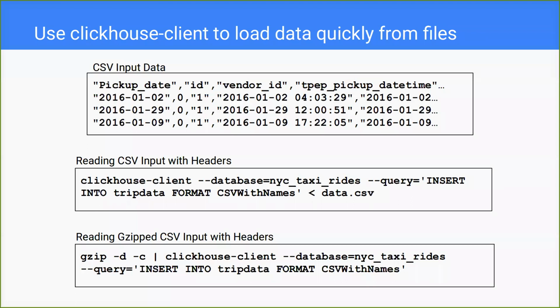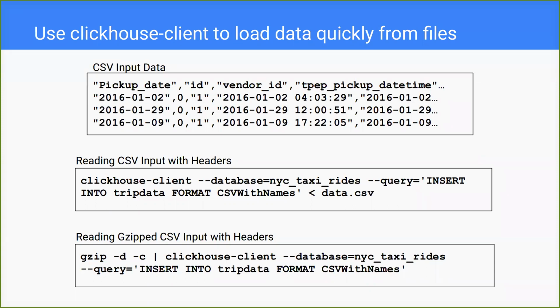So it's very common when you're loading data to get it from CSV. ClickHouse can support a number of formats, but I think for many people, CSV is going to be the most common. So here's an example of commands to read it. At the top, we show the CSV input data. It's CSV with header values. That's an incredibly handy format because if they correspond to the table columns, ClickHouse will map them automatically for you.